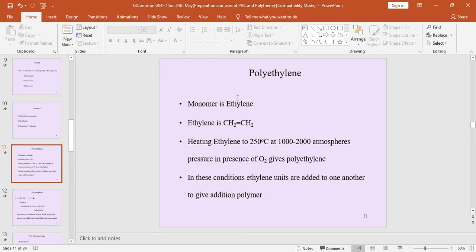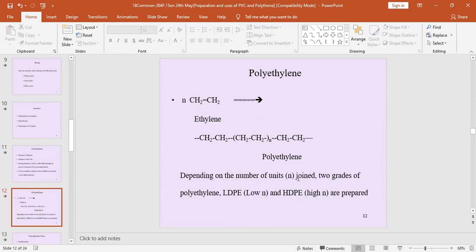Sorry, 1000 to 2000 atmosphere pressure in presence of O2 gives polythene. In these conditions, ethylene units are added to one another, giving an addition polymer. Once again, I'm repeating, because it is very complicated.